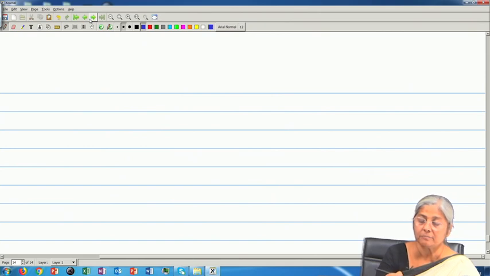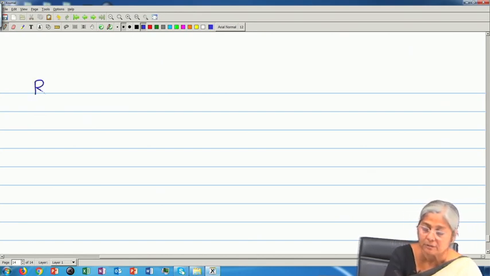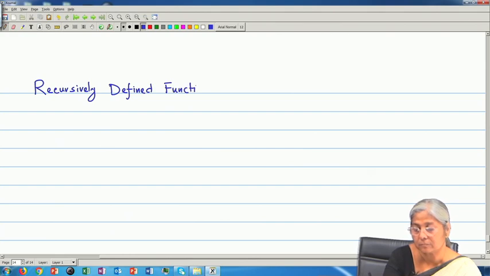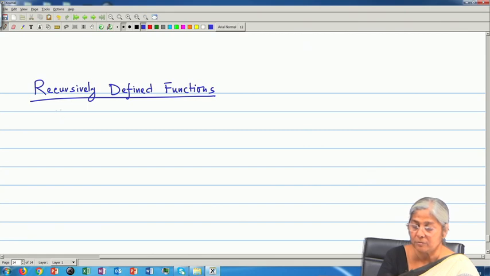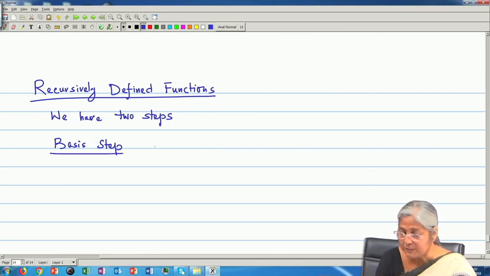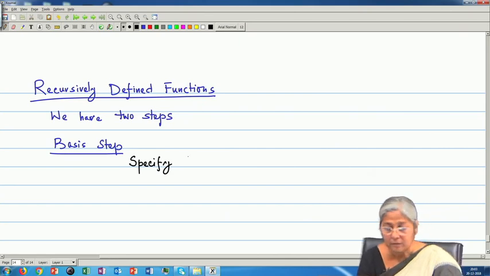Okay. Now, we see recursive functions, because that is most important, that we can define recursively defined functions. Now, here we always have two steps. When we define a recursive function, we have two steps, and this is very similar to mathematical induction. We give a basis step where we specify the value of the function.